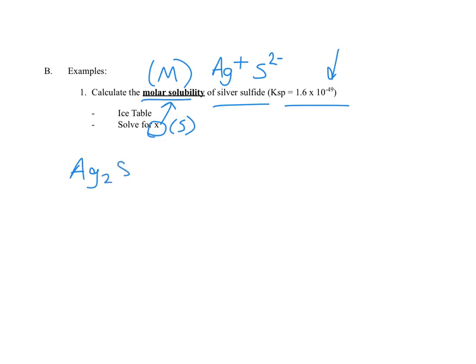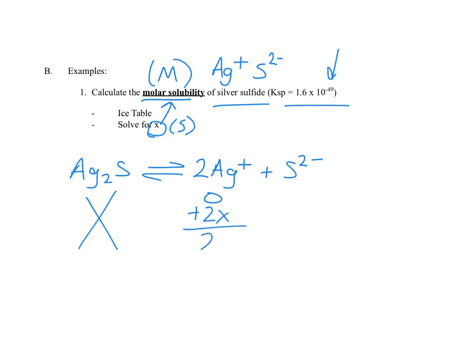So that formula is going to be Ag2S. I have my double-sided arrow. That will break apart into 2 silver ions and 1 sulfide ion. So since this is solid over here, we don't have to fill in anything from my ice table. Here I'm going to have 0 plus 2x and 0 plus x right here.